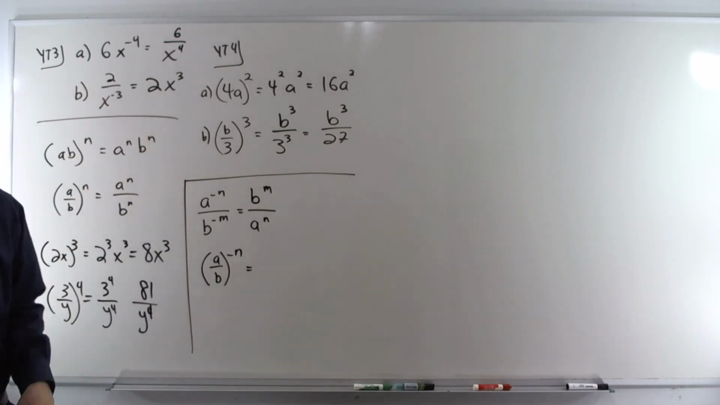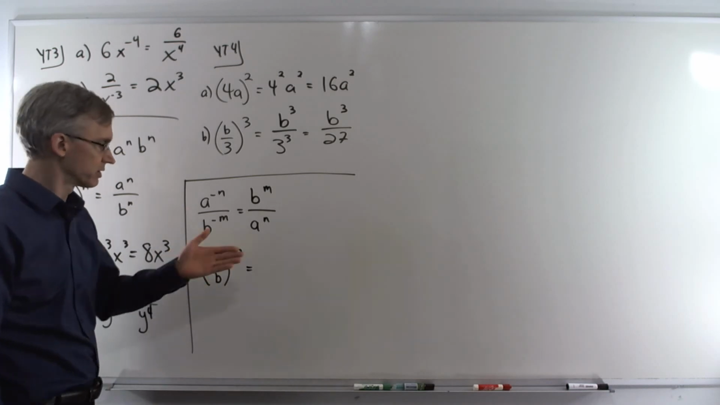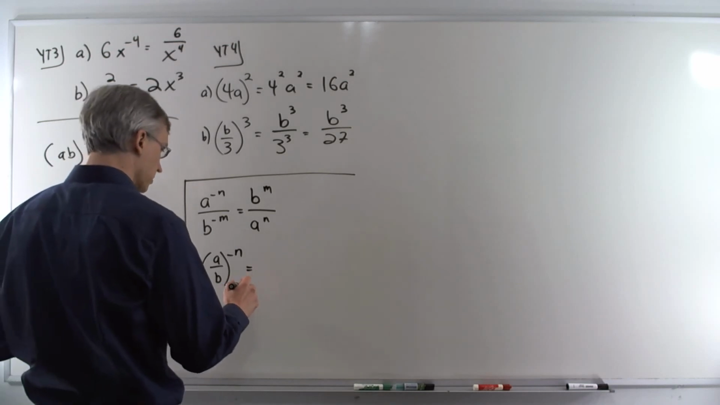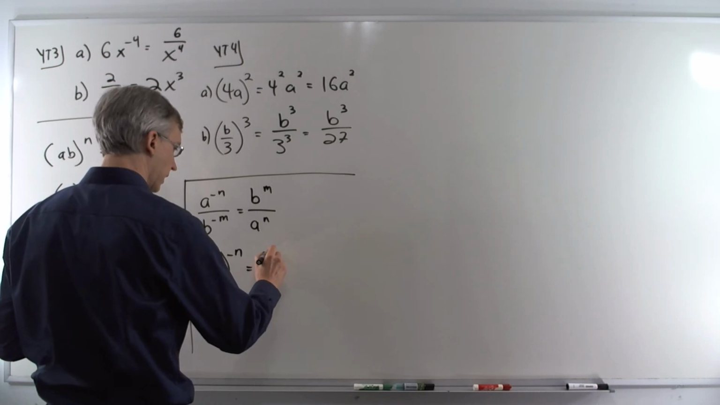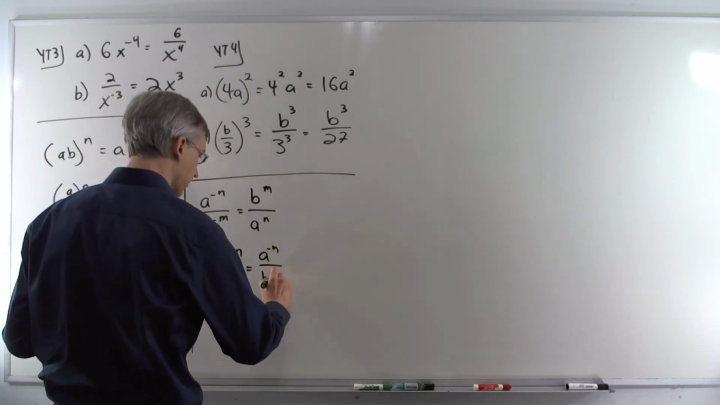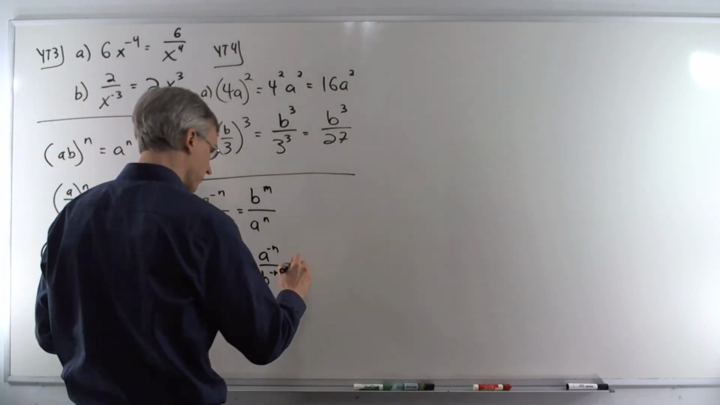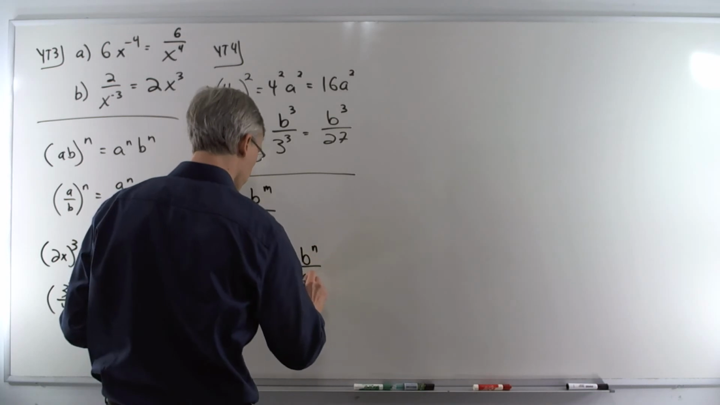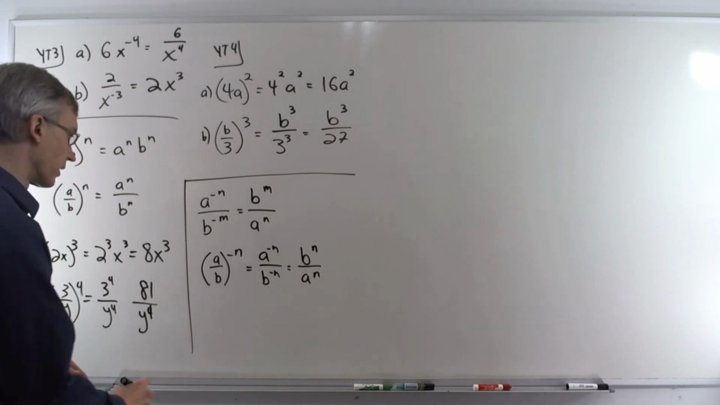Next one, we've got a shortcut. We could use 2 different rules to do this in 2 steps. Then we'll see the shortcut. So what we would do here is take this, apply it to the numerator. So we get a to the negative n. Apply it to the denominator, we get b to the negative n. Then we do what we did up here. Switch them and turn them positive. So that is b to the n over a to the n. All right, so that's the long way.